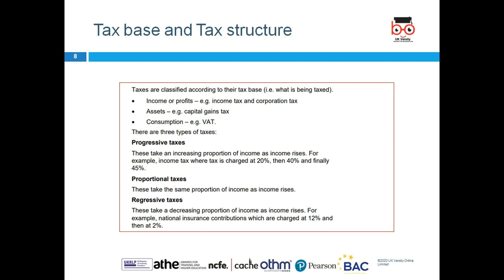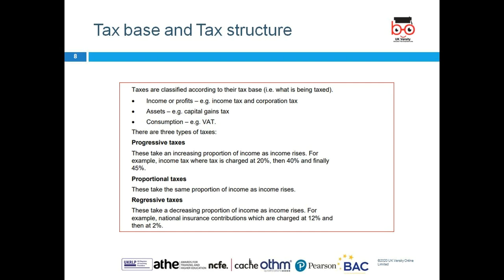Progressive taxes increase the proportion of income taken as the income rises. For example, income tax is charged at 20%, then 40%, then finally 45%. Proportional taxes take the same proportion of income as the income rises. If income rises, at 20% your tax will rise 20%.